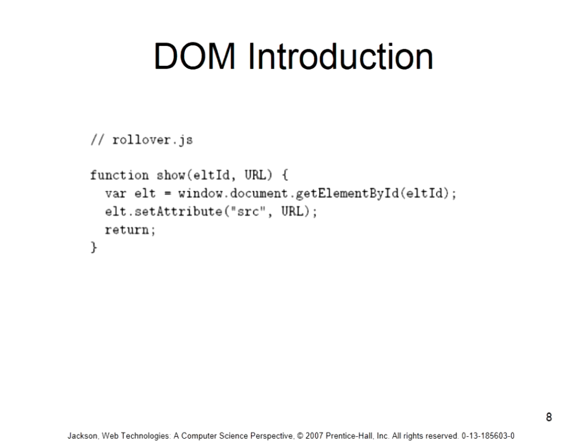After that, this is our function, in the file rollover.js. And this function show contains two arguments. The first one is the element ID. The second one is the URL.